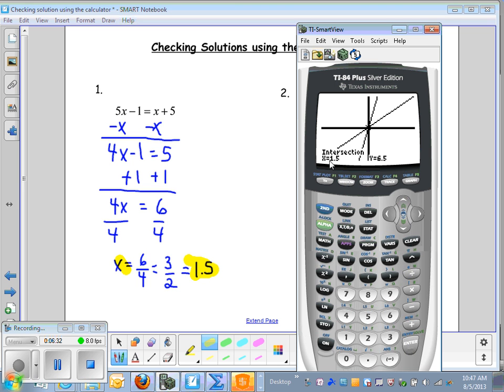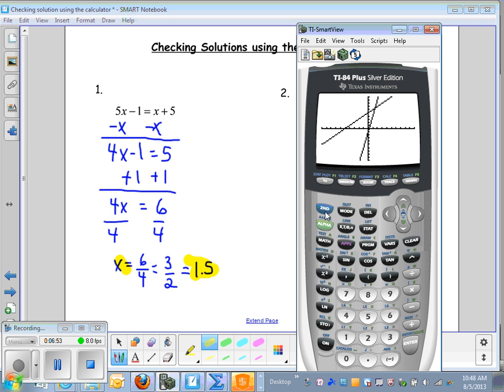So these two numbers match, so it's correct. But I'm looking at my screen. This isn't my standard screen. I want my standard screen. So I'm going to hit the zoom, and I'm going to go down to number 6, standard. I'm just going to type 6 in. And it's going to give me the standard view.